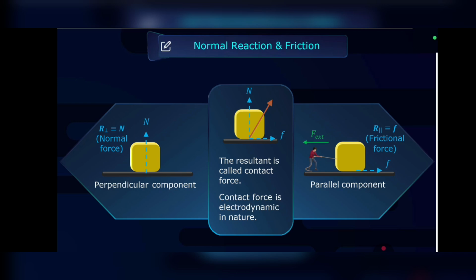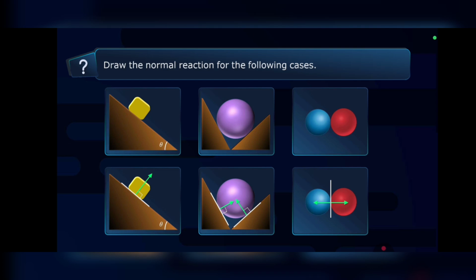And the parallel component: if a force is applied on the body and the body moves along the direction of the force in the horizontal direction, then a force of friction comes into play at the place of contact, tangentially to the surface, in the opposite direction of the motion. That is called the parallel component. In this case, the friction force is the parallel component of the external force applied on the body.